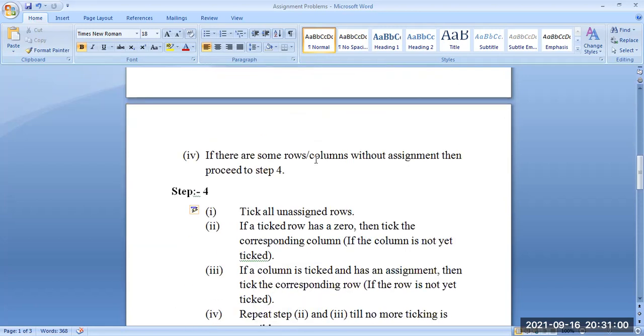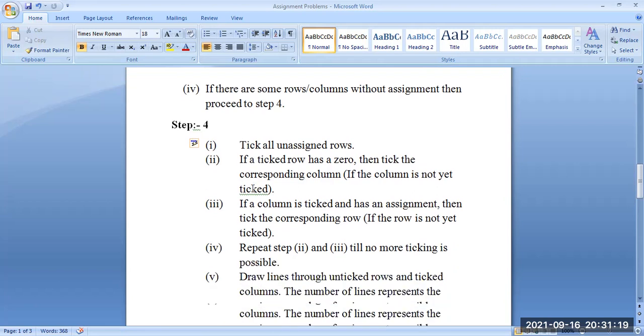Now, if there are some rows or columns without assignment, then proceed to step number 4. अगर कहीं ऐसा कोई रो या कॉलम बचता है जहां पर असाइनमेंट नहीं हुई है, तो what do we do, we proceed to step number 4. What is step number 4? This is the tick mark method. So what is the first step? Tick all unassigned rows. जितनी भी unassigned row होंगी उनको टिक करेंगे.